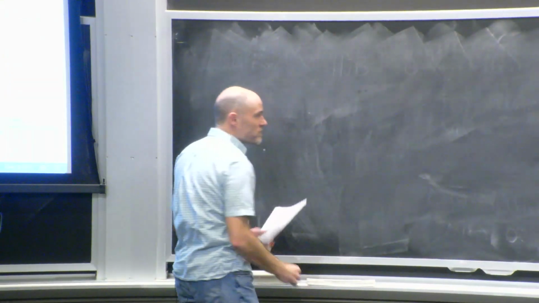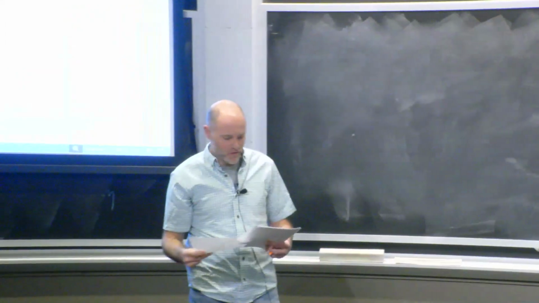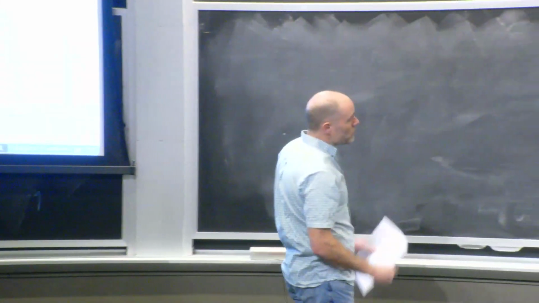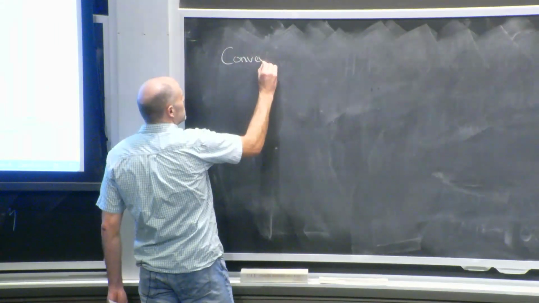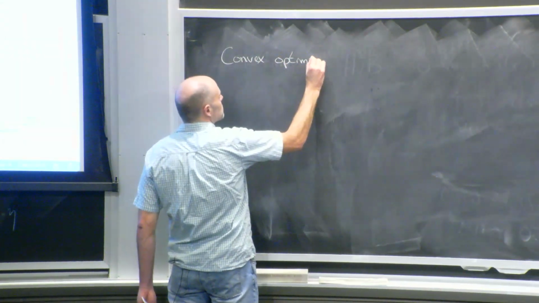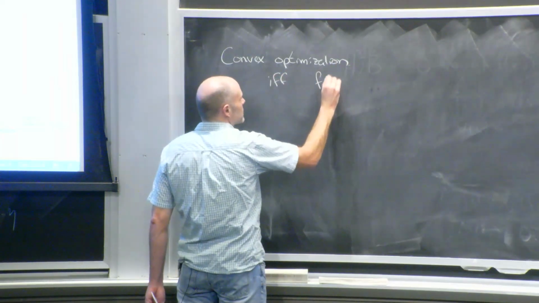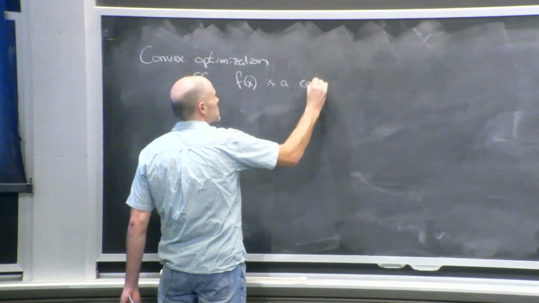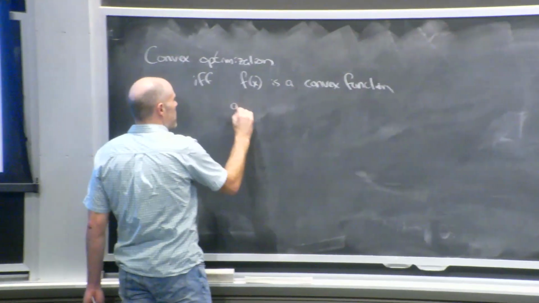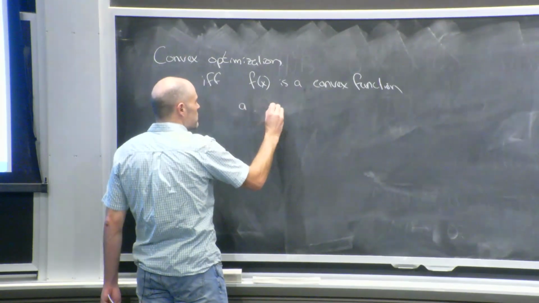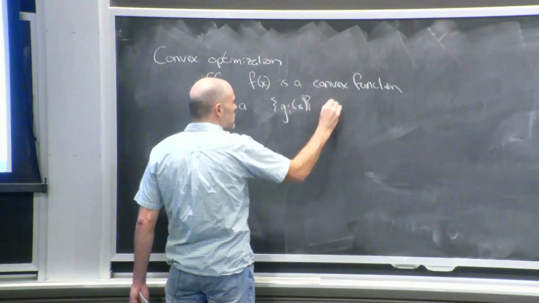So one of the key features of those two that I just drew is that they are convex optimizations, right? So let's just define that. We have a convex optimization if f of x is a convex function and the gi of x, the combination of all the gi of x, form a convex set.